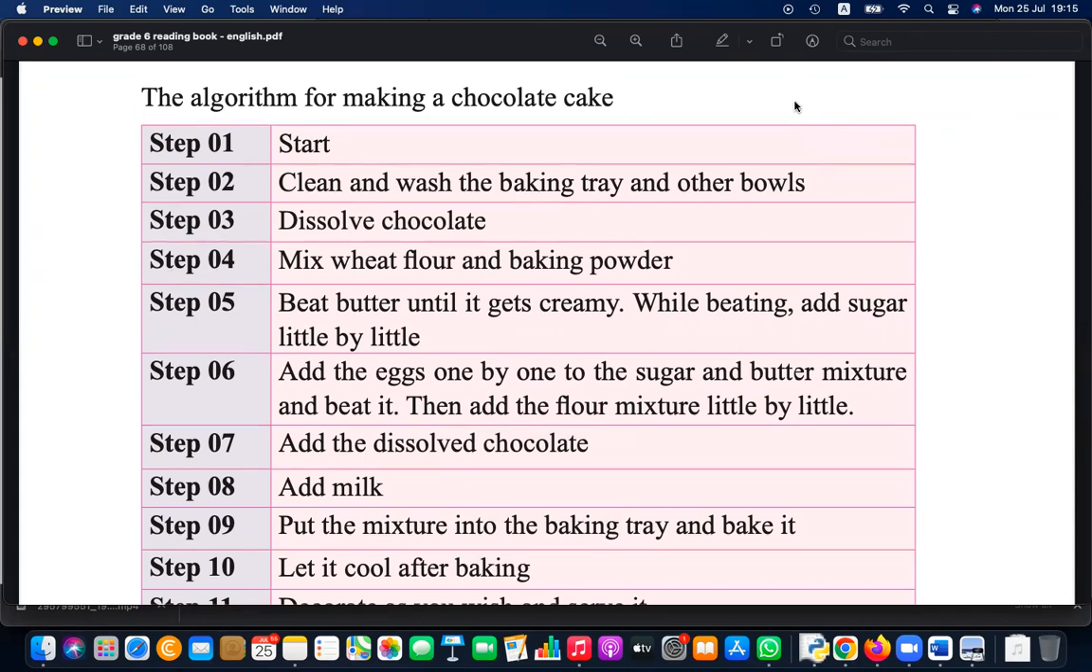Good. Right now, you can try it, but this is not the proper algorithm, because it's not mentioning the amounts. In an algorithm, it should be precise, right? It should be precise. That means it should be an exact solution.